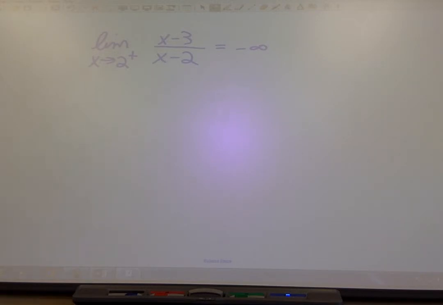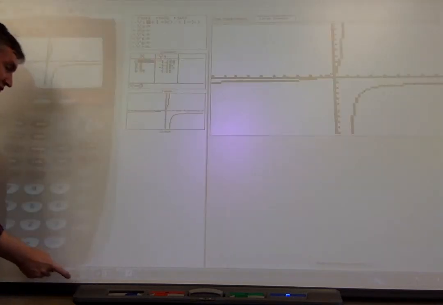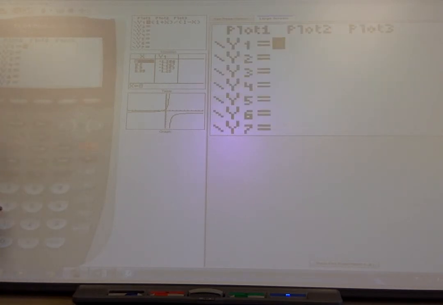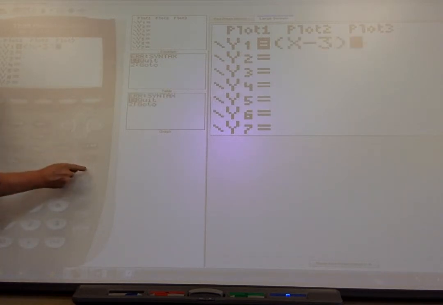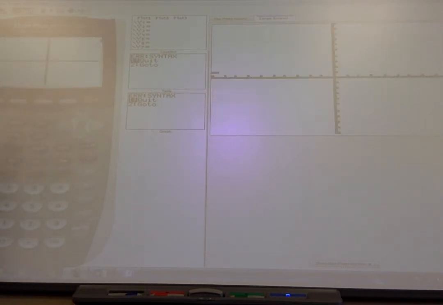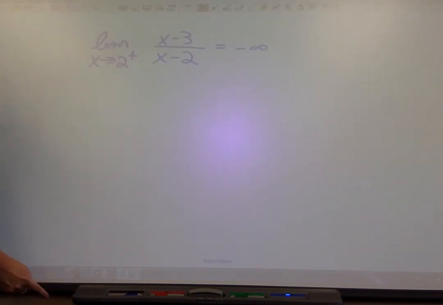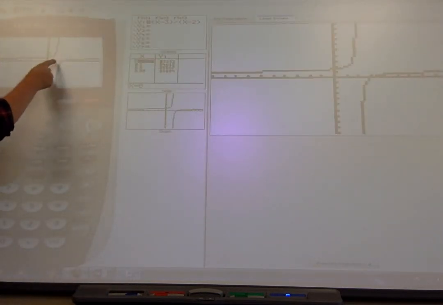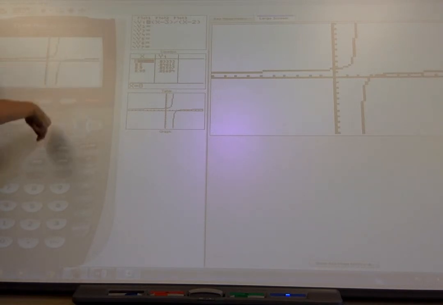If you weren't sure, what could you do if you didn't trust yourself? Let's try it. If I graph parentheses x minus 3, divided by parentheses x minus 2, on a standard window, if we approach, and what was my question again? It was, if I approach 2 from the right, if I get closer and closer to 2 from the right, where's it going? Backs it right up. But I knew that from that theorem. I knew that since I got a negative result, it was going to negative.